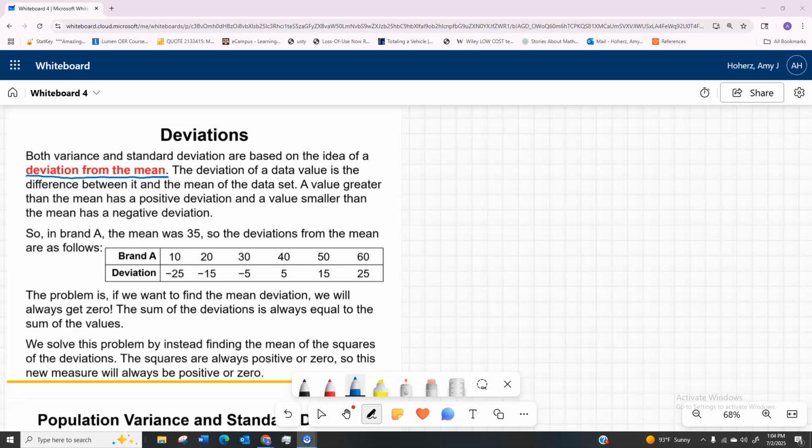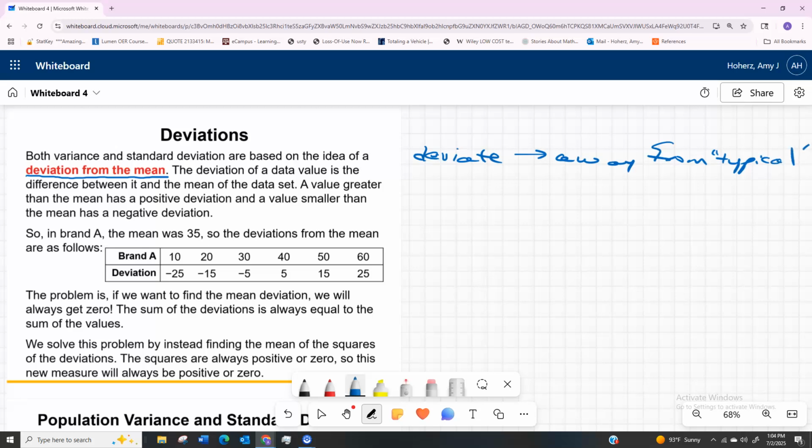So the idea is that deviate or deviation means to be away from the typical.